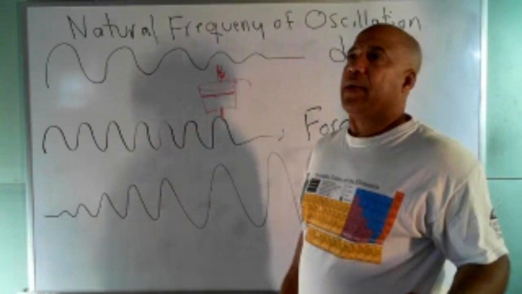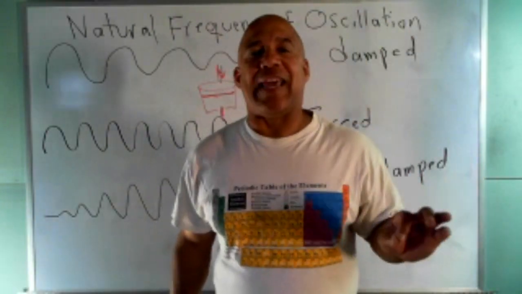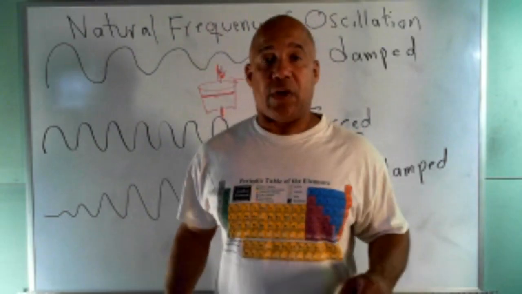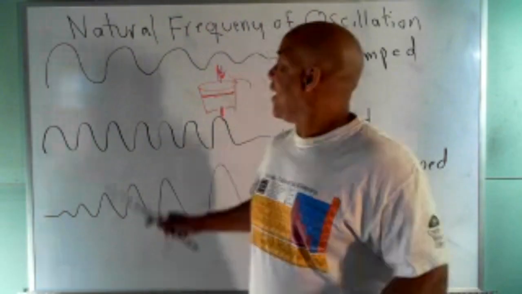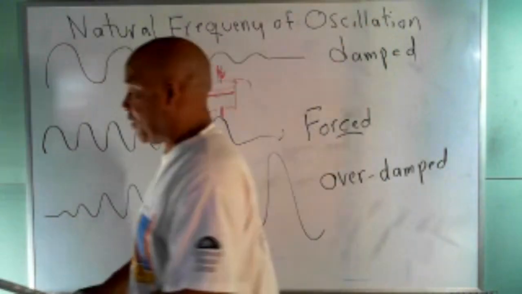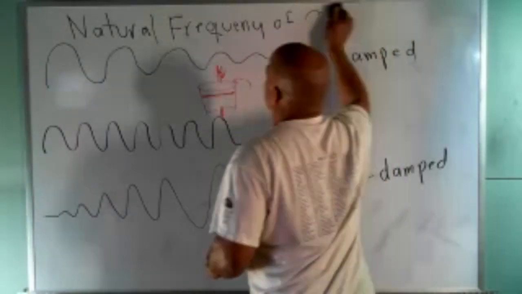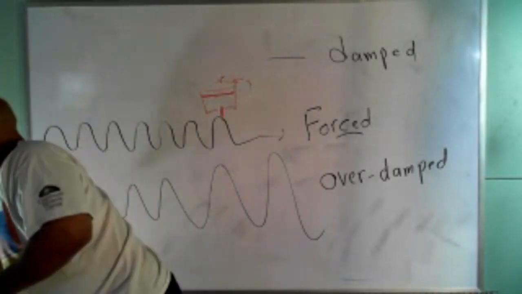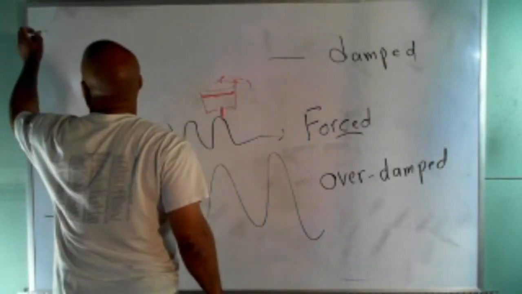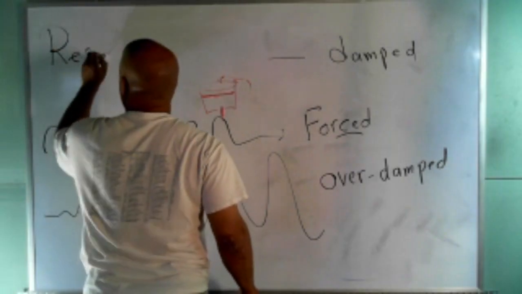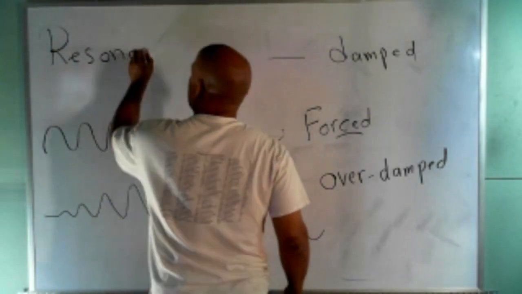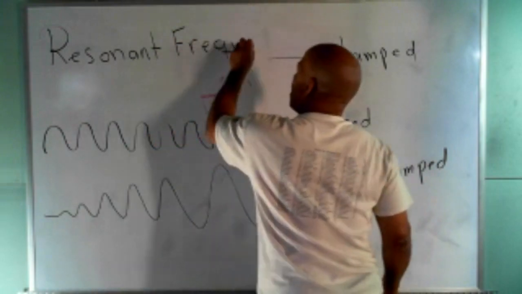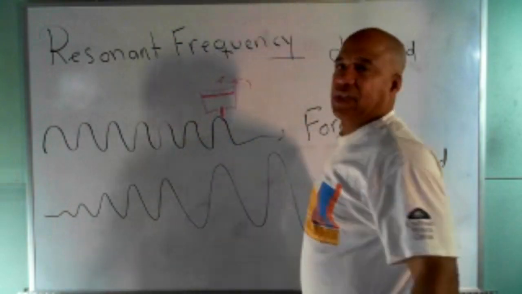So here's the point. Everything has a natural frequency of oscillation. Everything in the universe has a natural frequency of oscillation. And so they have a name for that natural frequency. I'm going to give it to you right now. The natural frequency of oscillation is called the resonant frequency.